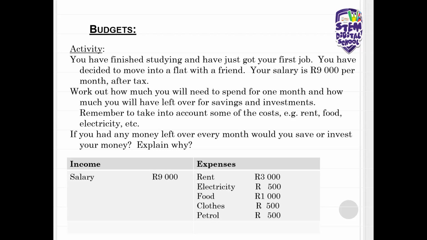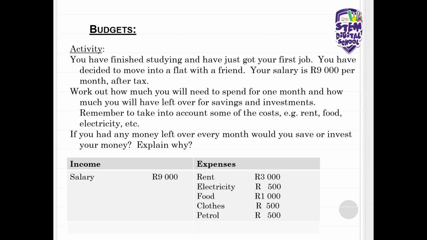Right, so a lot of info was given here. If we just summarize, let's say you have finished studying and you've got your first job. You're going to earn a salary of 9,000 Rand per month. So that will be your income. We're going to look at some expenses, and then we're going to see if you have some money left at the end of the day.